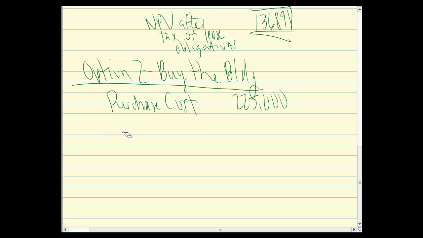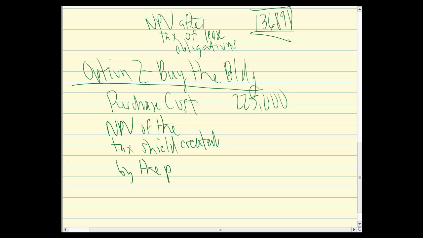So let's do this. Hang on here. Now we're going to call this the net present value of the tax shield created by the purchase of the asset.